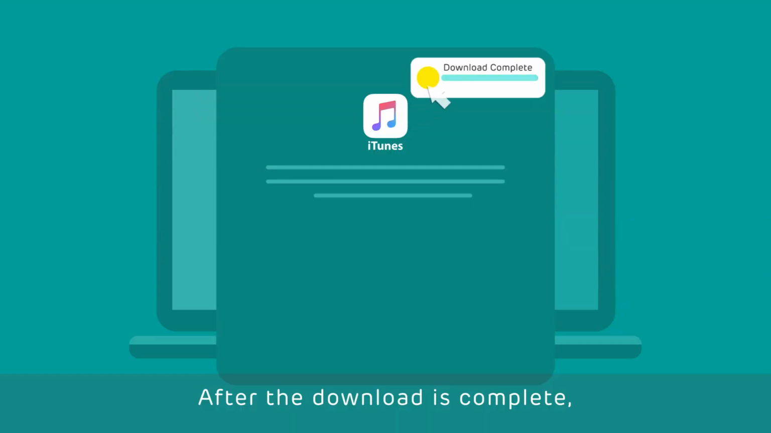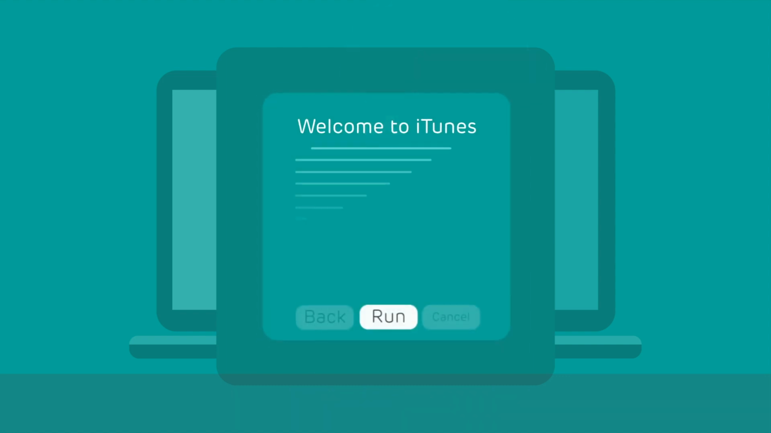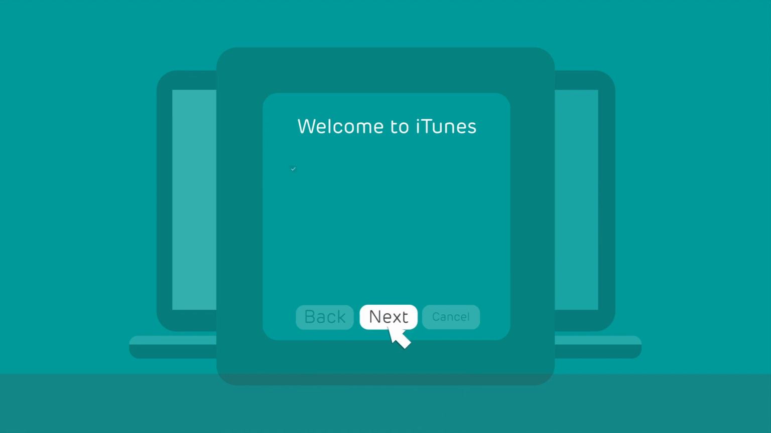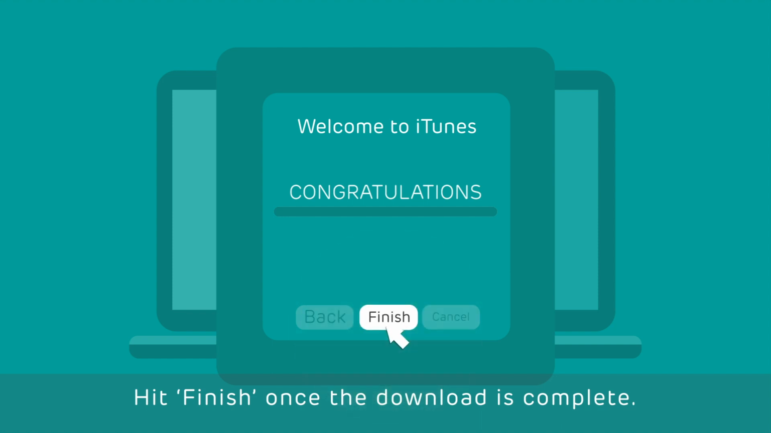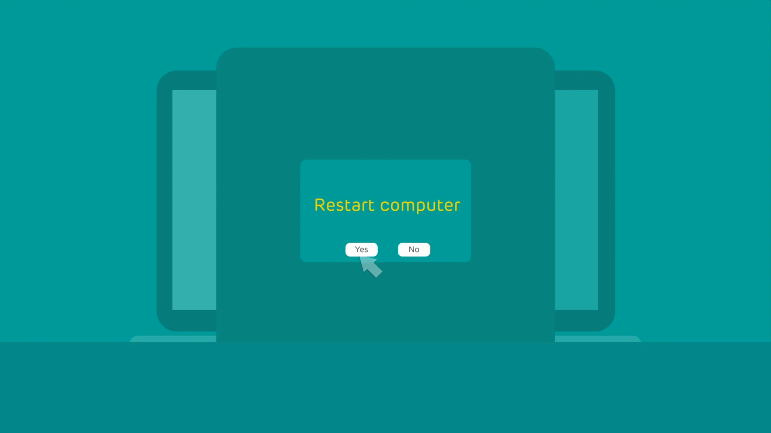After the download is complete, double-click on the file for the installation to begin and hit Run, then follow the steps. Hit Finish once the download is complete. You'll also be prompted to restart your computer for the software to install.